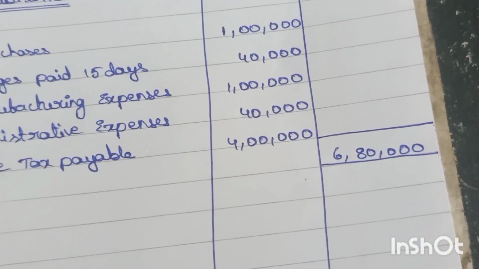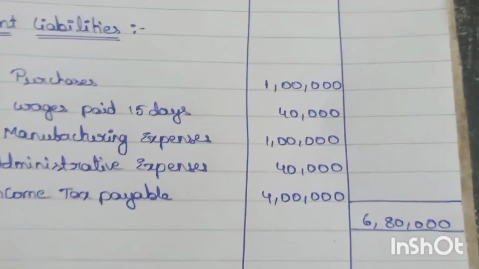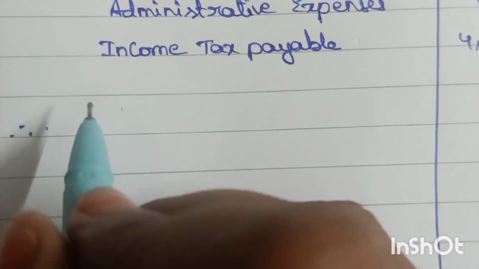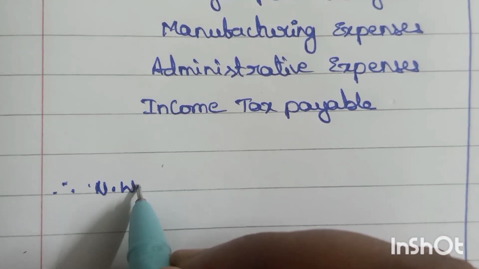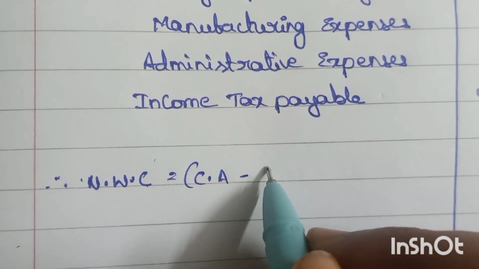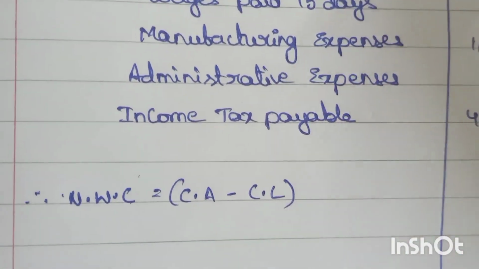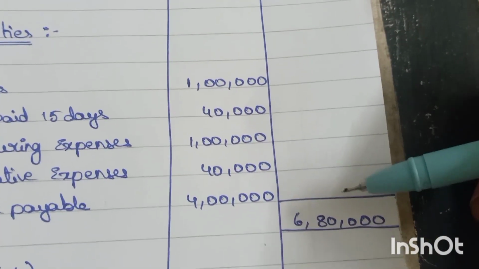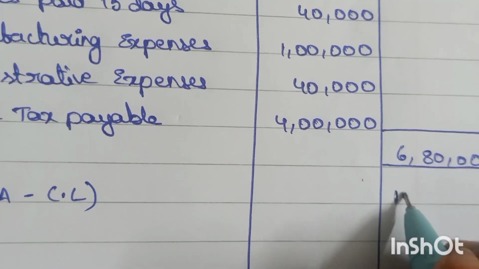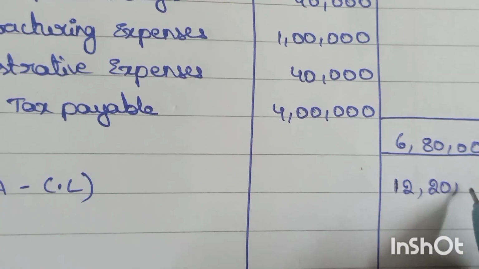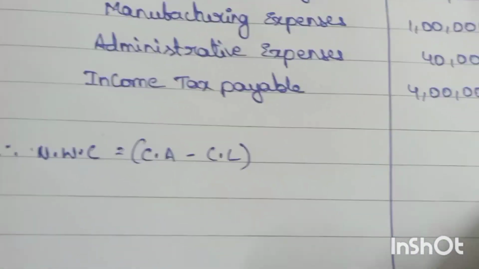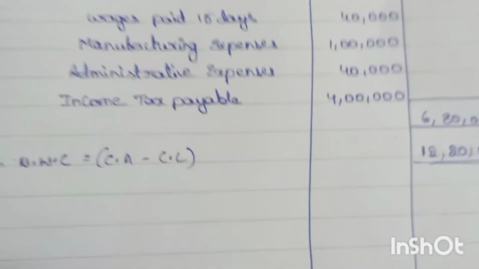Now what is the formula? We have to use net working capital. Therefore, net working capital is equal to current assets minus current liabilities. Now 19 lakhs minus 6,80,000, we will get the value 12,20,000. So the net working capital value is 12,20,000.